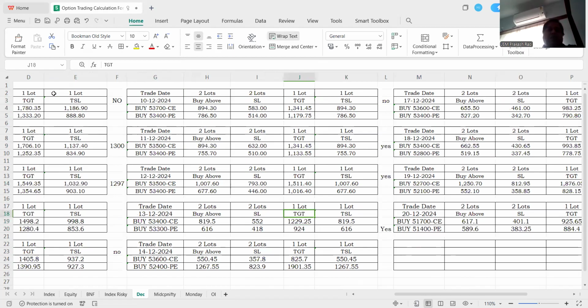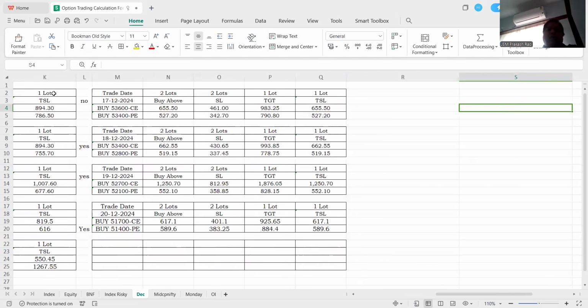15th December, there was an entry. 10th December, there was no entry as per my data. And 17th, 18th, 19th, in fact 18th, 19th, I think there was good profit. Our target was just 200 points. It gave more than 300 points. So you can test this.